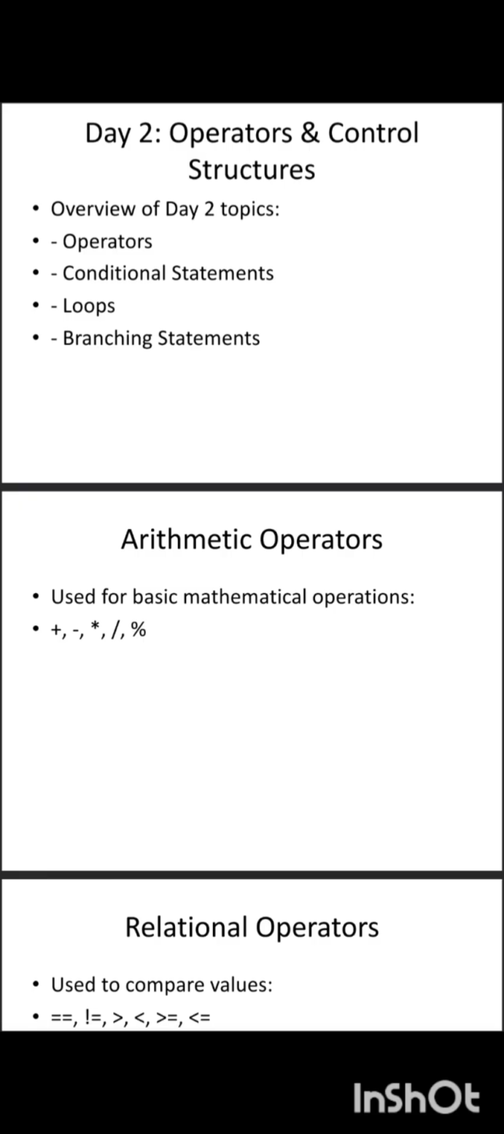The arithmetic operators. First of all, arithmetic operators are used to perform basic mathematical operations in programming. These include addition, subtraction, multiplication, division, and the modulus operator. The symbols are quite intuitive: plus for addition, minus for subtraction, and modulus, which gives the remainder after division.